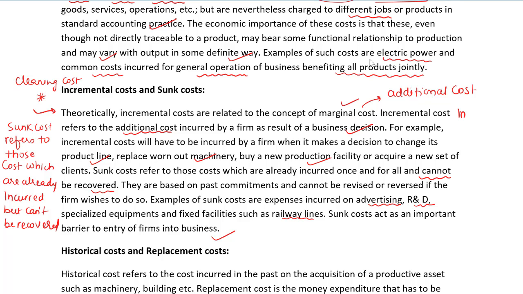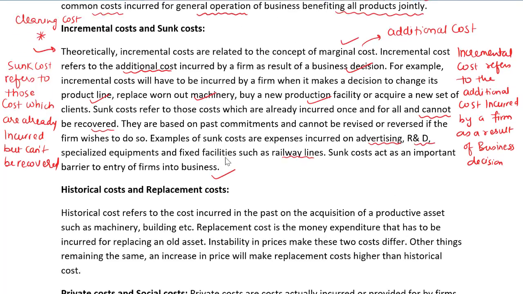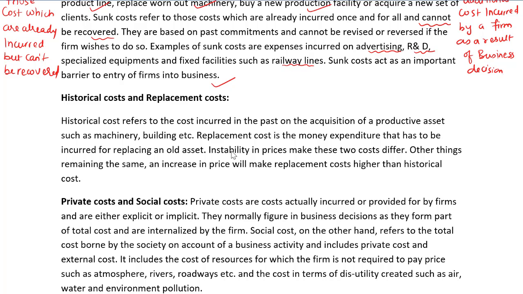For incremental, you can write: incremental cost refers to the additional cost incurred by a firm as a result of a normal business decision. Understood? Let us continue. Historical cost and replacement cost.